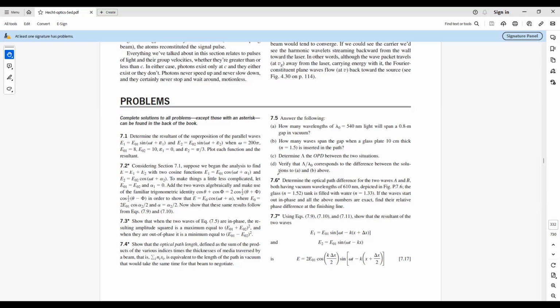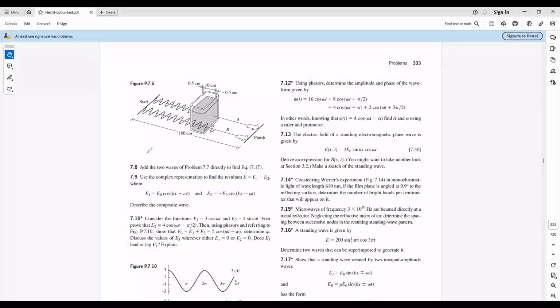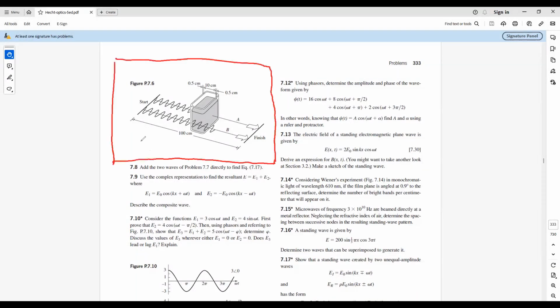The problem comes from the textbook chapter 7, problem 7.6. And our problem here is changed to 500 nm, not 610 nm. The problem is illustrated by this figure.